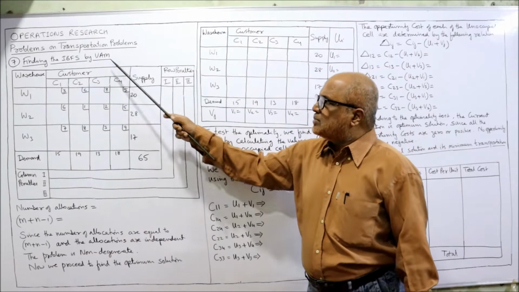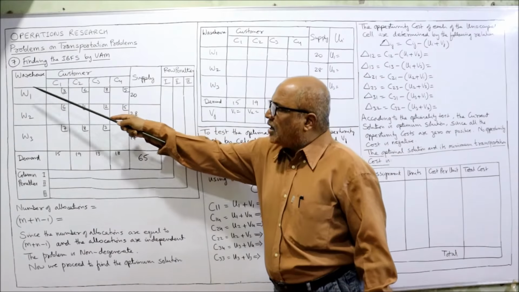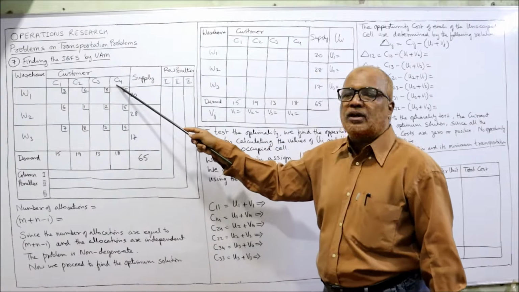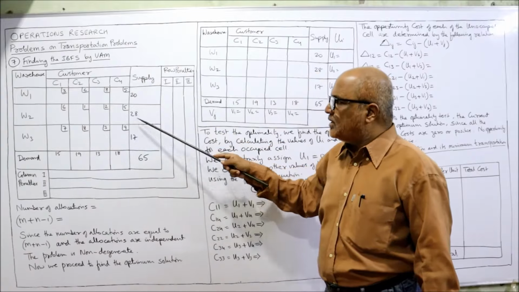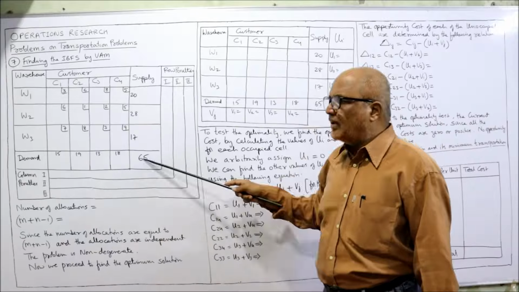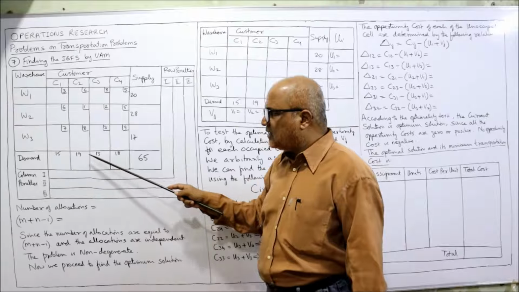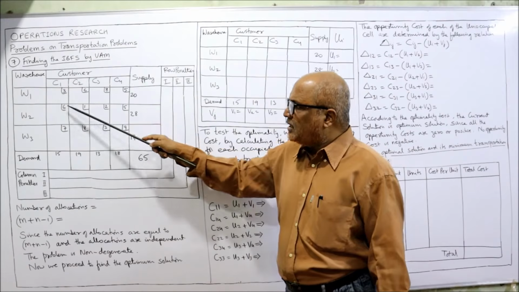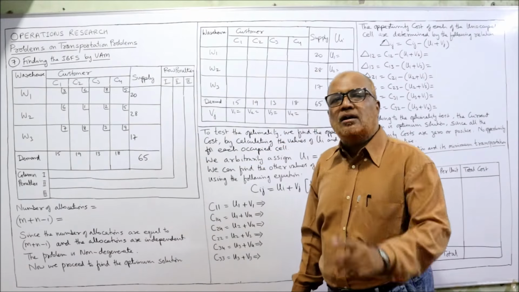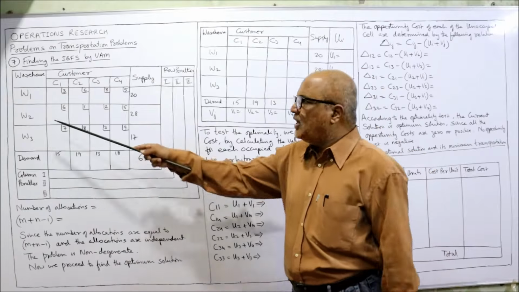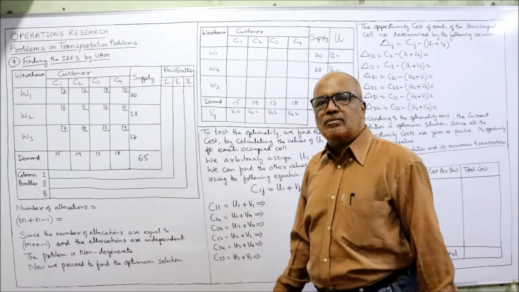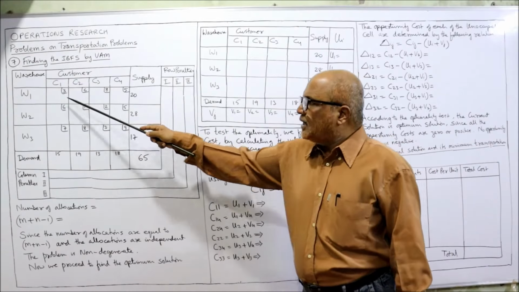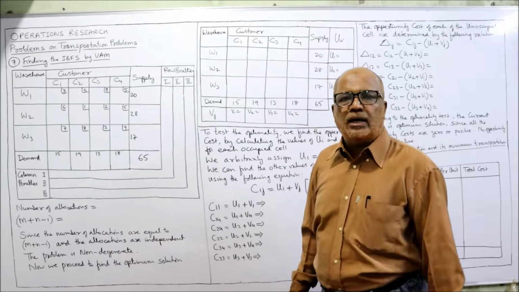Now finding an IBFS by VAM. So first of all, warehouses are W1, W2, W3, 3 warehouses. And customers are C1, C2, C3, C4, 4 customers. Supply 20, 28, 17 given in the problem. Total 65. And demand at the customers are 15, 19, 13, 18. These are the units, whereas these are the costs 3, 6, 7. These are the costs incurred to transport 1 unit from each of the warehouses to each of the customers. The costs are written at the upper right corner so that the remaining space is available for making the allocations.